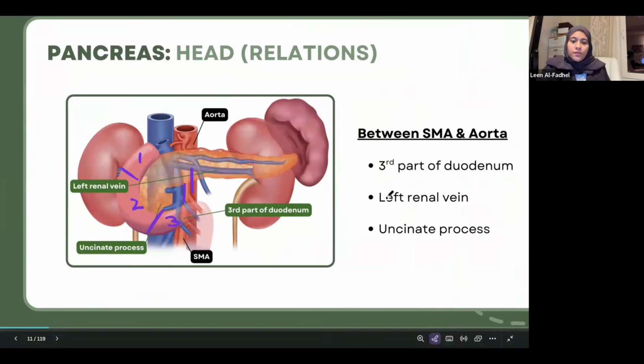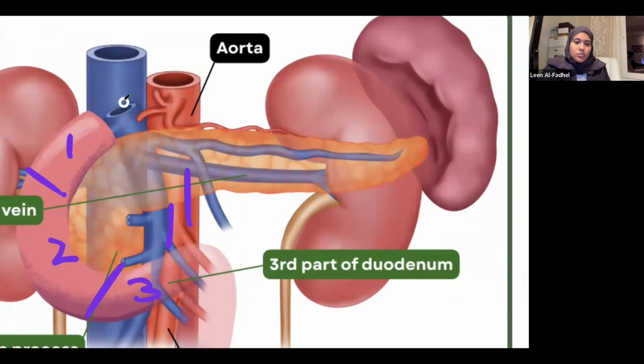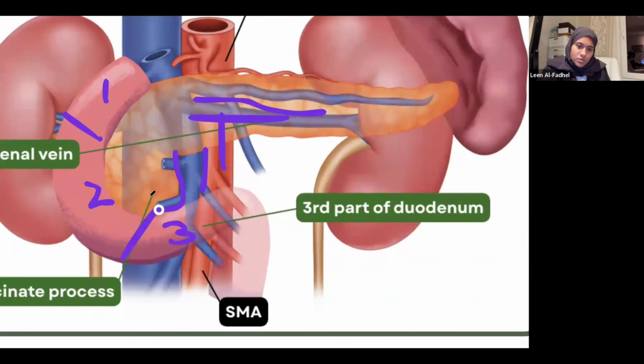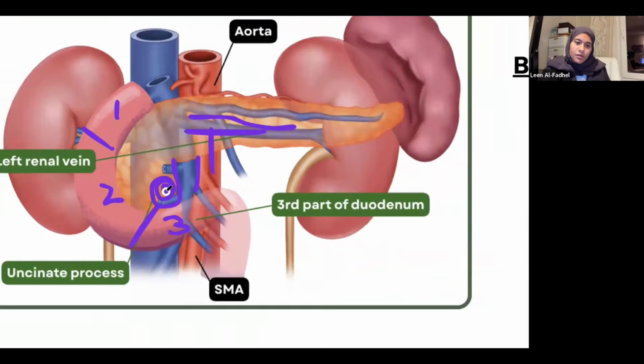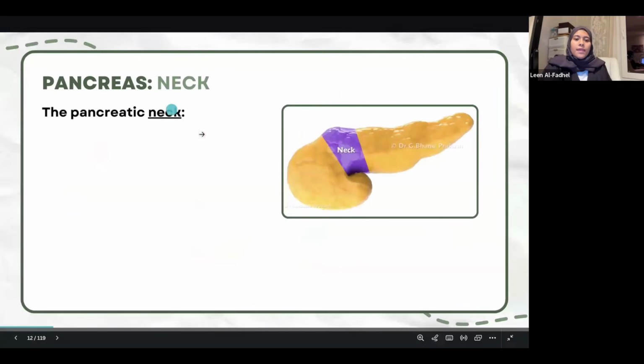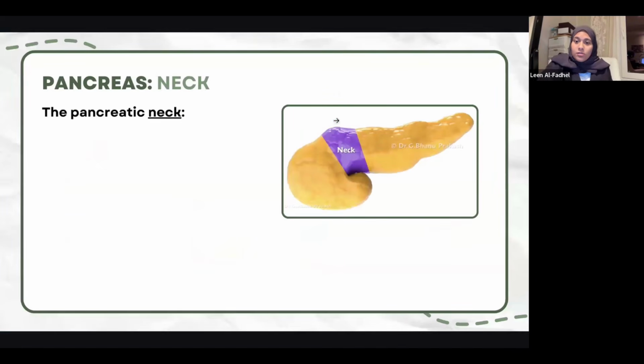What do you also find? You also find the left renal vein. So, here's the left renal vein. It's running between the superior mesenteric artery and the aorta. And you can also find the uncinate process. Remember where's the uncinate process? It's right over here. Okay? So these are all the relations in between SMA and aorta. Next. So, we're done with the head. Let's go down to the neck.